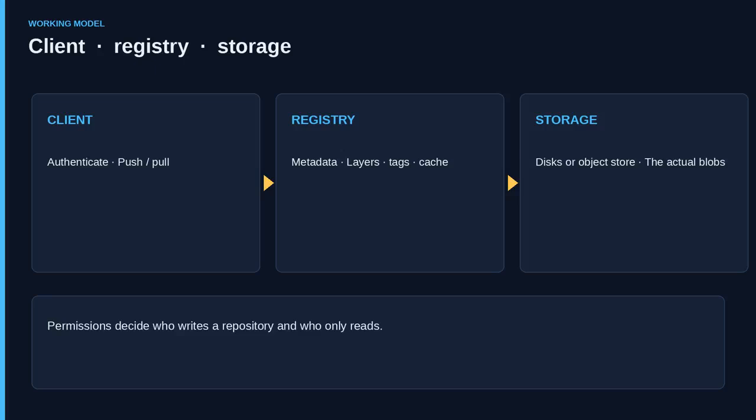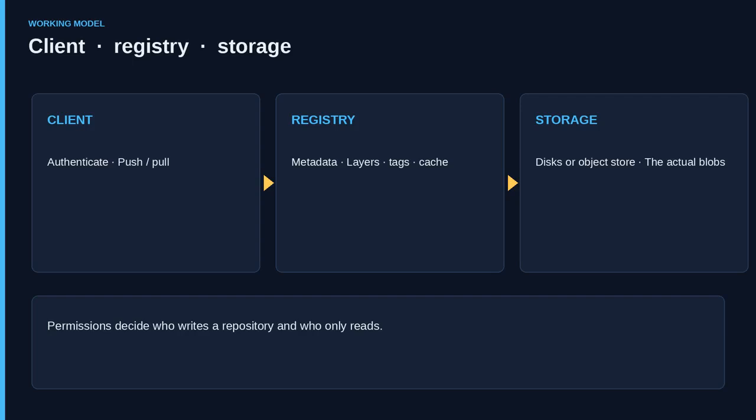Zoom out to the working model. On one side is the Docker client. It authenticates, then it pushes and pulls. In the middle is the registry service: metadata, layers, tags, and often a cache so repeated pulls are cheap. Behind that is durable storage, disks or object storage that actually keep the blobs.